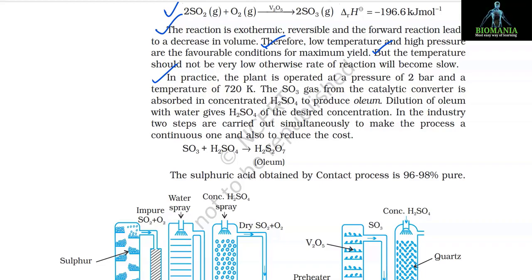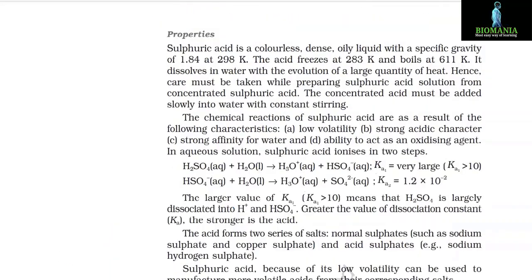The SO3 gas from the catalytic converter is absorbed in concentrated H2SO4 to produce oleum. Dilution of oleum with water gives H2SO4 of the desired concentration. In the industries, the 2 steps are carried out simultaneously to make the process a continuous one and also to reduce the cost. SO3 plus H2SO4 gives H2S2O7, that is oleum. The sulfuric acid obtained by the contact process is 96 to 98% pure.